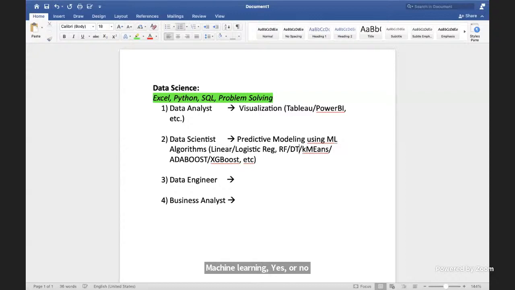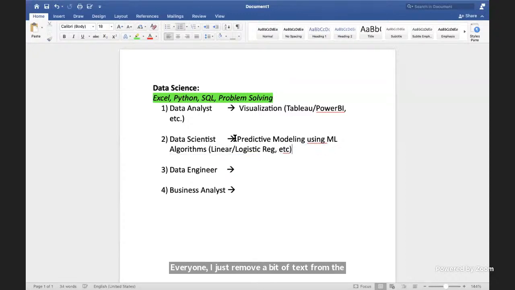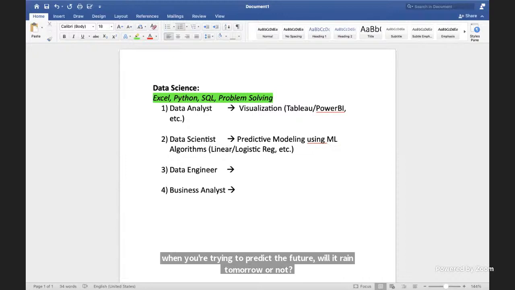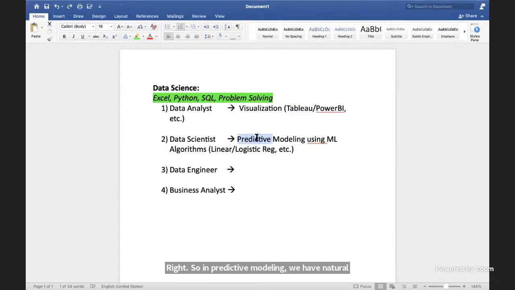Everyone? I just removed a bit of text from the screen so that it does not look too text heavy, right? Then we talk about predictive modeling, which is nothing but when you're trying to predict the future. Will it rain tomorrow or not? Will Webber buy an iPhone or not? Will Akash click on an advertisement or not? Right. So in predictive modeling, we have natural language processing, deep learning, everything embedded in it. Right, Ruchi? In a lot of cases, you may work on deep learning projects, you may not, but it's part of the machine learning space. Right.